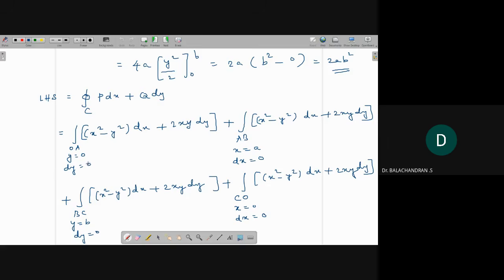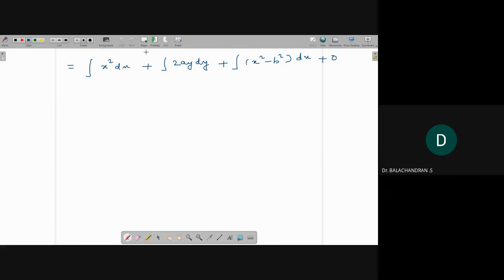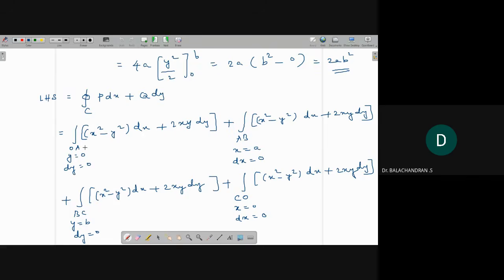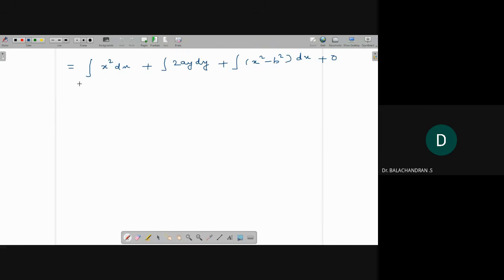Okay, so if y equal to 0, dy equal to 0. So dy equal to 0 means this term is 0, and y is 0 means this term is also 0. So you have only x square into dx. Okay, you can check it. And along OA, x varies from where to where? Please see the diagram and tell what the limits are. X varies from 0 to a.